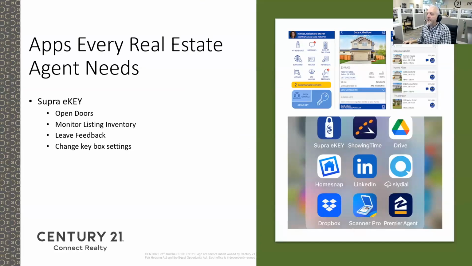All right. Of course, in order to show, in addition to the ShowingTime app, you've got to have your SuperEKey. Can't imagine anybody leaving home to show homes without your SuperEKey. It lets you open doors and monitor your listing inventory. You can actually use it to leave feedback, although I'm not a big fan of doing that. I prefer to do it via ShowingTime instead. But you can also change any of the key box settings. You can mount it to the door. You can dismount the box from the door. All of this using your SuperEKey app.